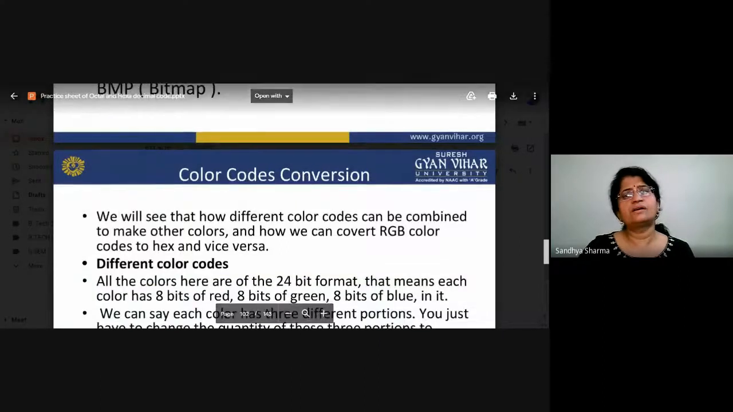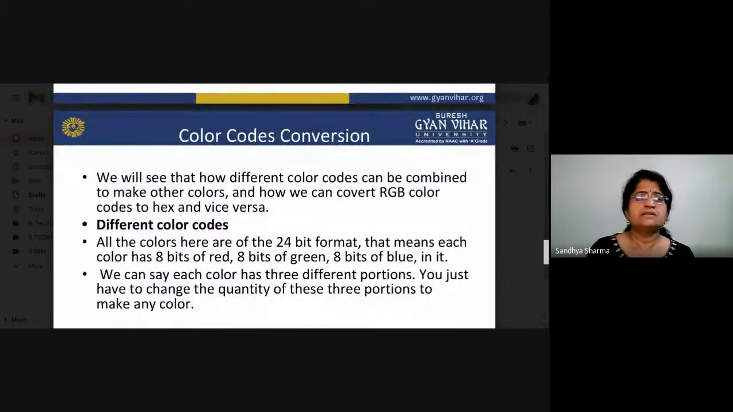Now, what about color code conversion? We can see how different color codes can be combined to make other colors, and how we can convert RGB color codes to hex and vice versa. There are also challenges we have to discuss in our color fundamental theory. RGB are the primary colors, and by combining these primary colors we can make secondary colors also, and there are many shades of each particular color.